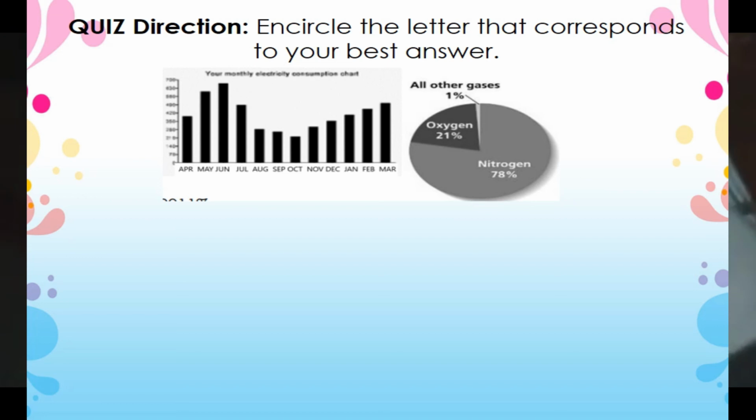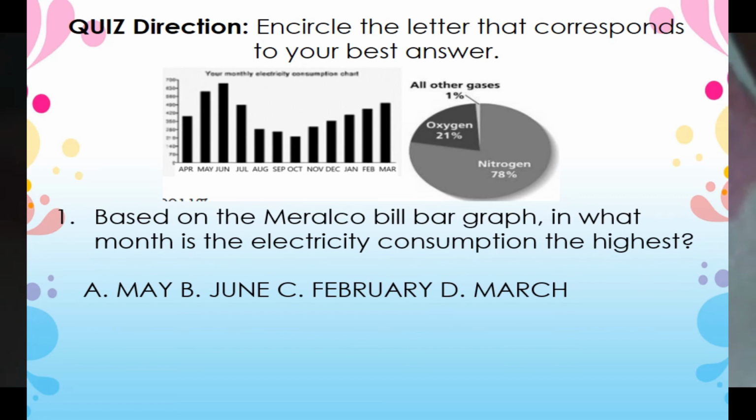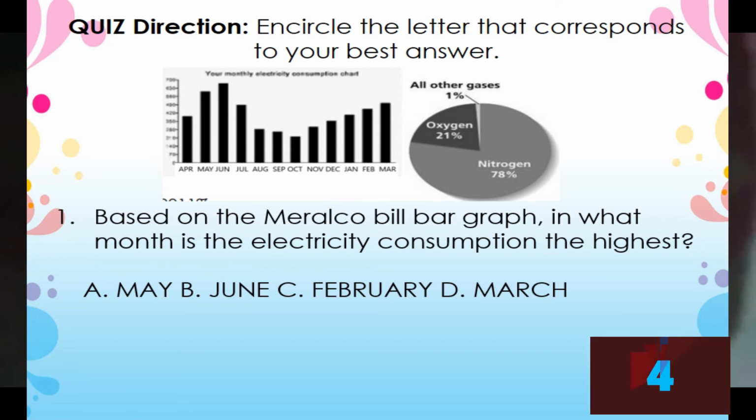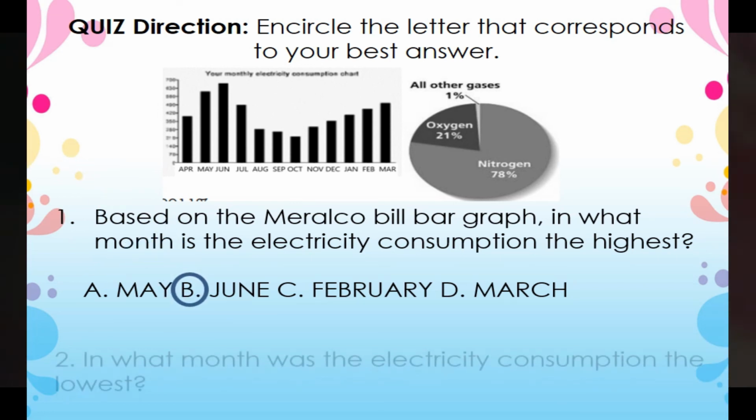Let's have this short quiz. Direction: encircle the letter that corresponds to your best answer. Number 1. Based on the Meralco-Beale bar graph, in what month is the electricity consumption the highest? A. May, B. June, C. February, D. March. The correct answer is letter B, June.